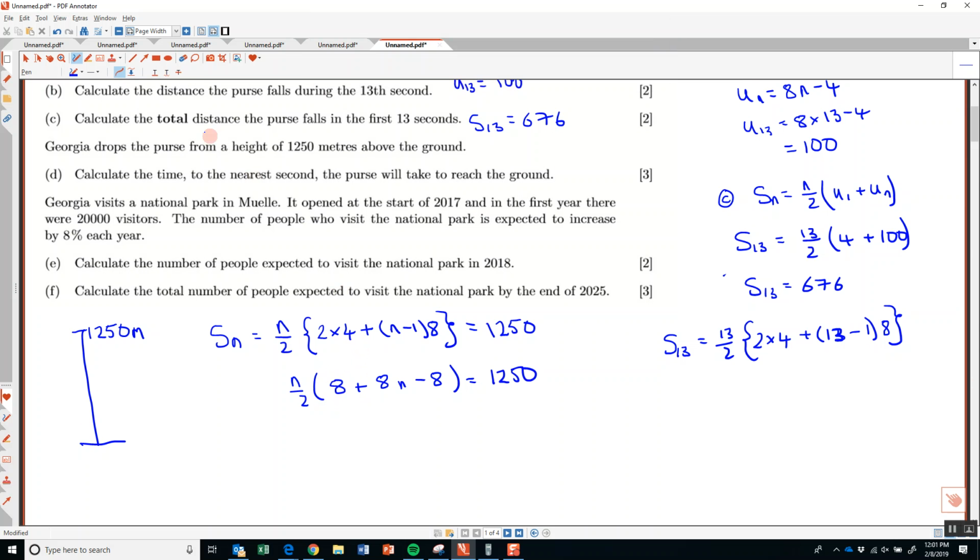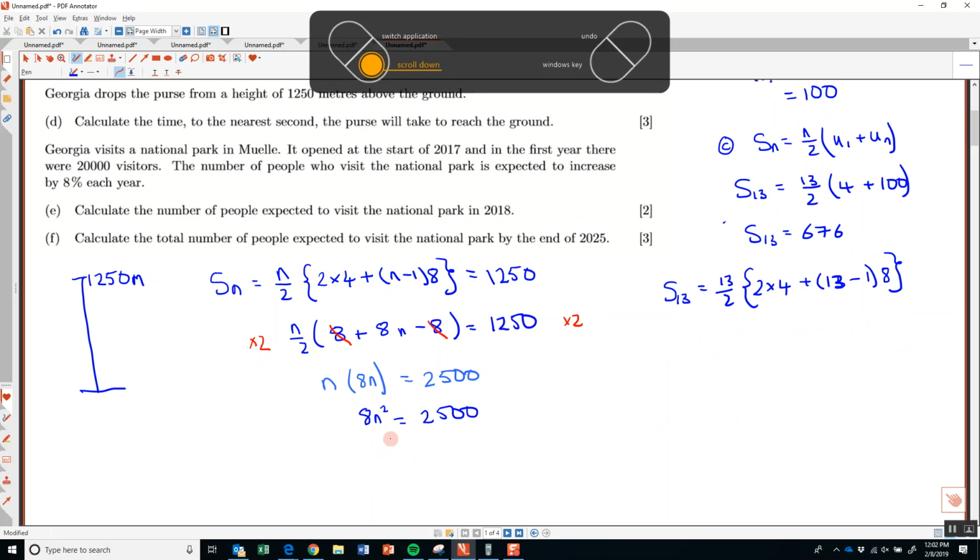The 8's cancel, right? And what else can I do then? Multiply the 2 in the denominator. Right, multiply both sides by 2. So I end up with n times 8n on this side. On this side I end up with 2,500. Okay, now what? Multiply n. Right, so I have 8n squared is equal to 2,500.